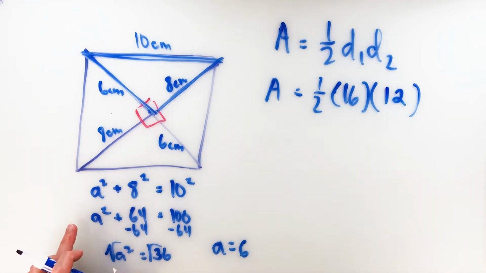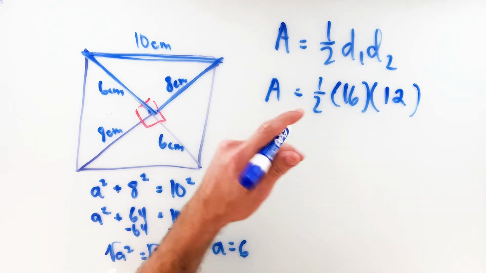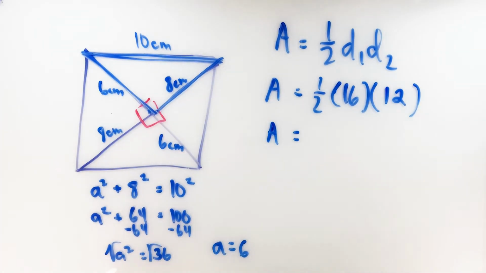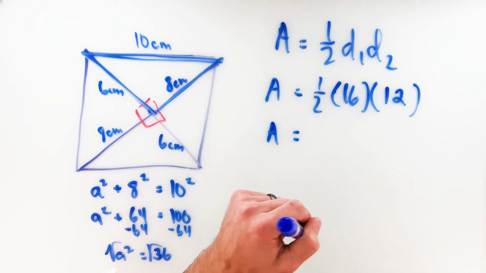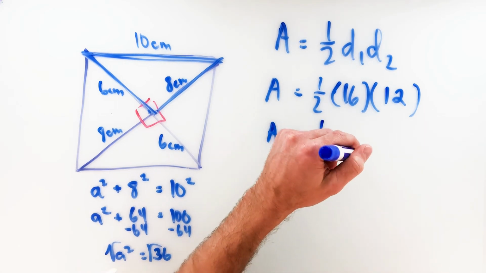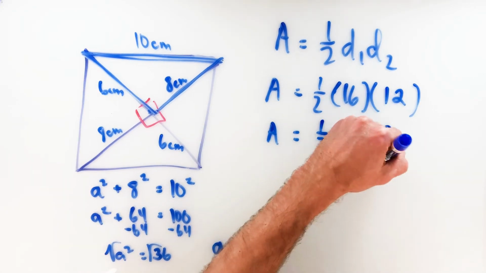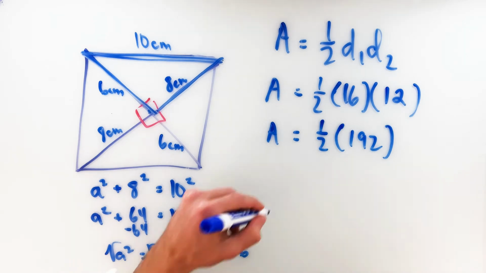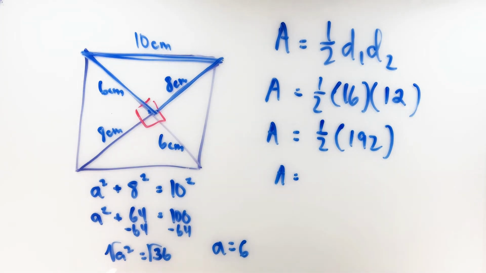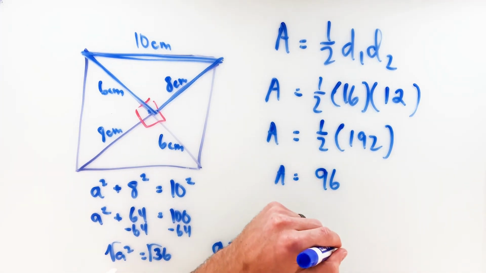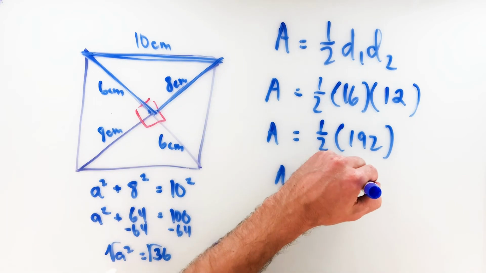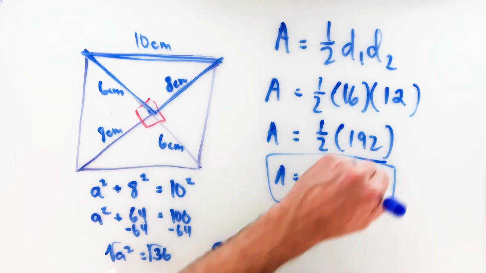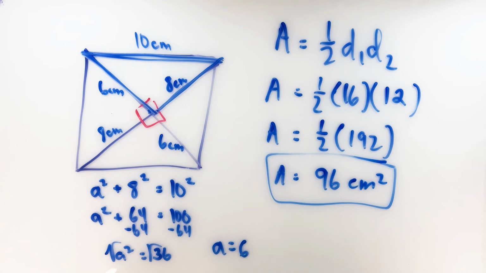So we kind of have a little intermediary problem in between finding my 2 diagonals. All right, last step. I'll go ahead and multiply these things out here. We've got 16 times 12. 16 times 12 is, I believe, 192. So I've got half of 192. And half of 192 is 96. And we are in centimeters. So 96 square centimeters for the area of that rhombus.